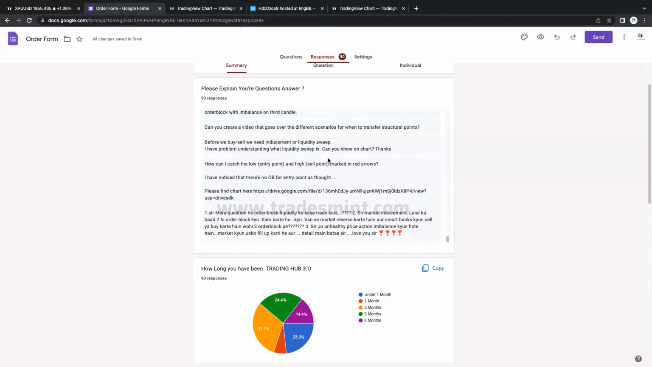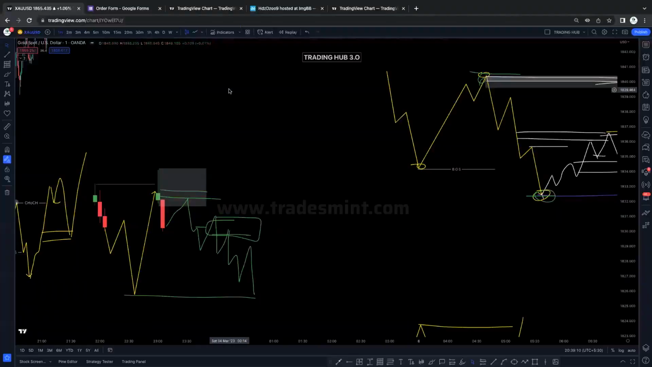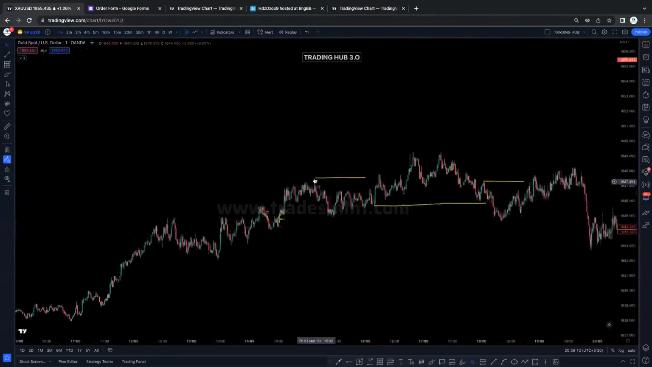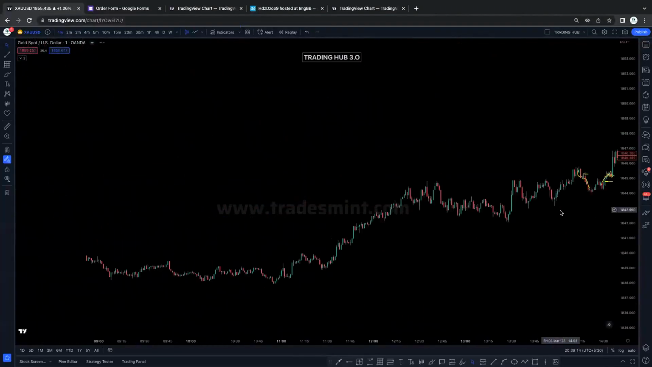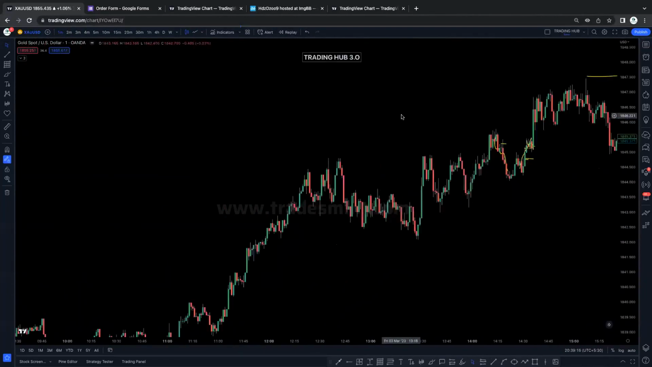Before we buy or sell, we need an inducement or liquidity sweep. I have a problem understanding the liquidity sweep. Can you show the chart? So before the buy or sell, price must take out the inducement or liquidity sweep, then definitely you can buy or sell, right?